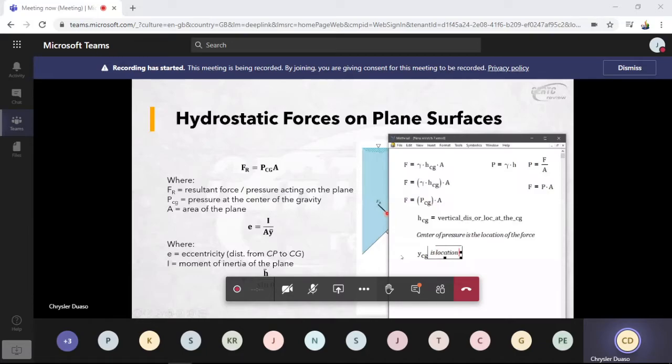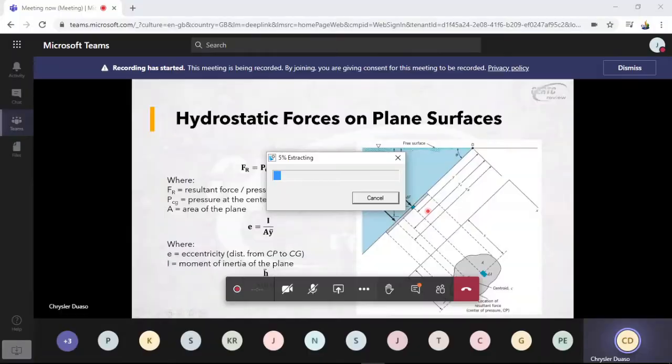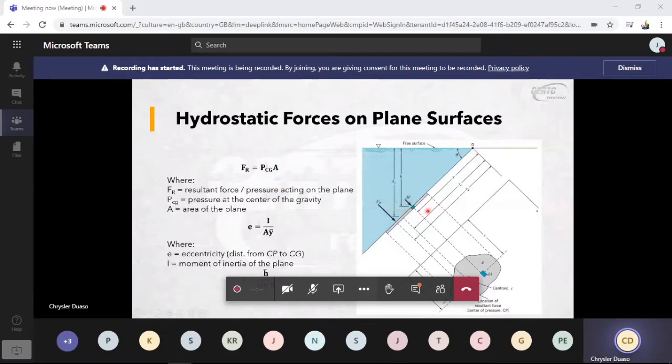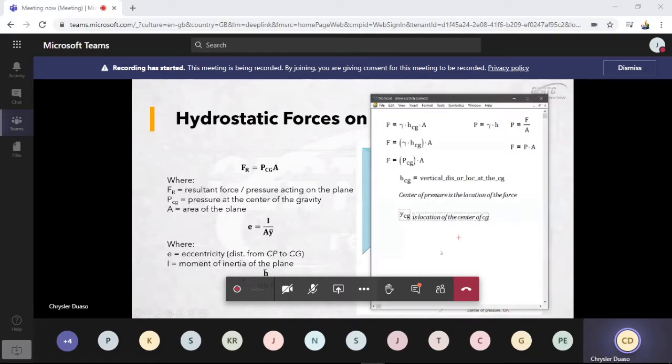Okay, so where is YCG? That is the location, but it depends. This is actually the distance here, as long as the plane is inclined. If your plane is inclined, then your YCG is also inclined. But take note that your HCG is the vertical distance, while YCG is dependent on the orientation of your plane. So in other words, YCG depends on the positioning of your plane.